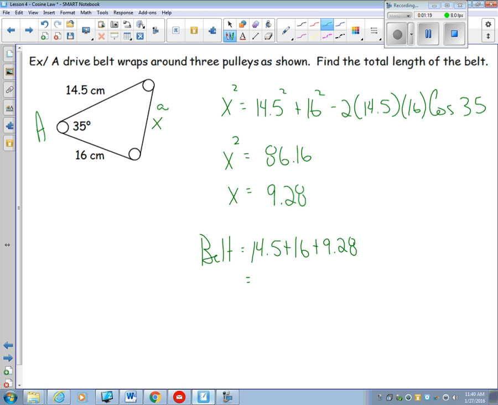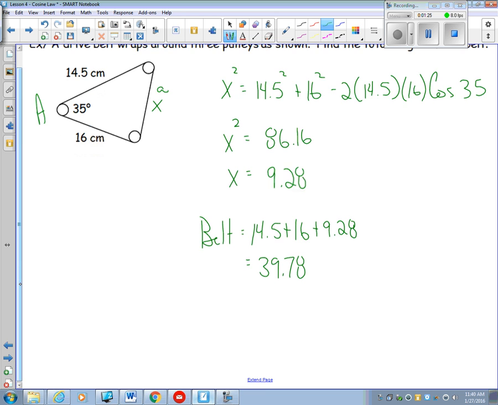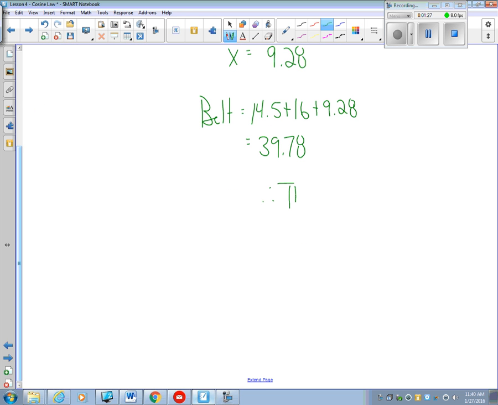And we'll get a total length of 39.78. Okay, and it's a word problem, so give a therefore. The belt is 39.78 centimeters, I believe, long. Okay, there's a simple application, nice and quick.